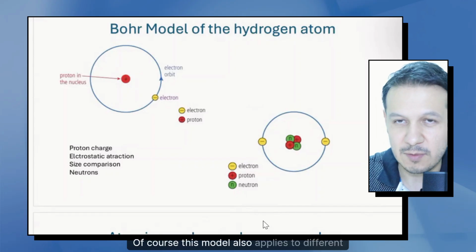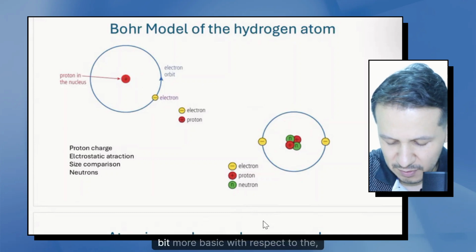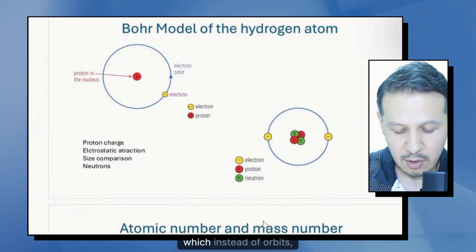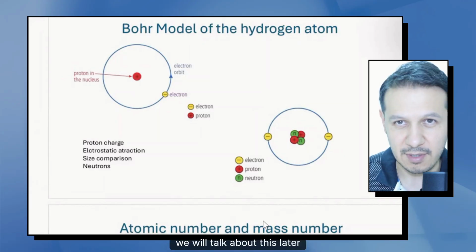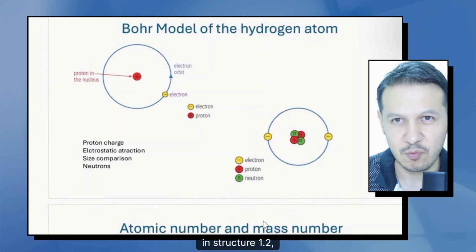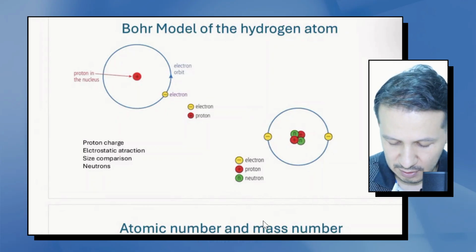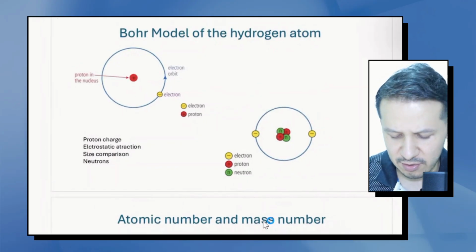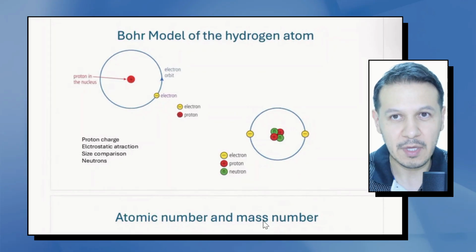Of course, this model also applies to different atoms, but this is a little bit more basic with respect to the one that we are using currently, which uses orbitals instead of orbits. We will talk about this later in structure 1.2 and structure 1.3, when we talk about periodicity and hybridization and these different structures.